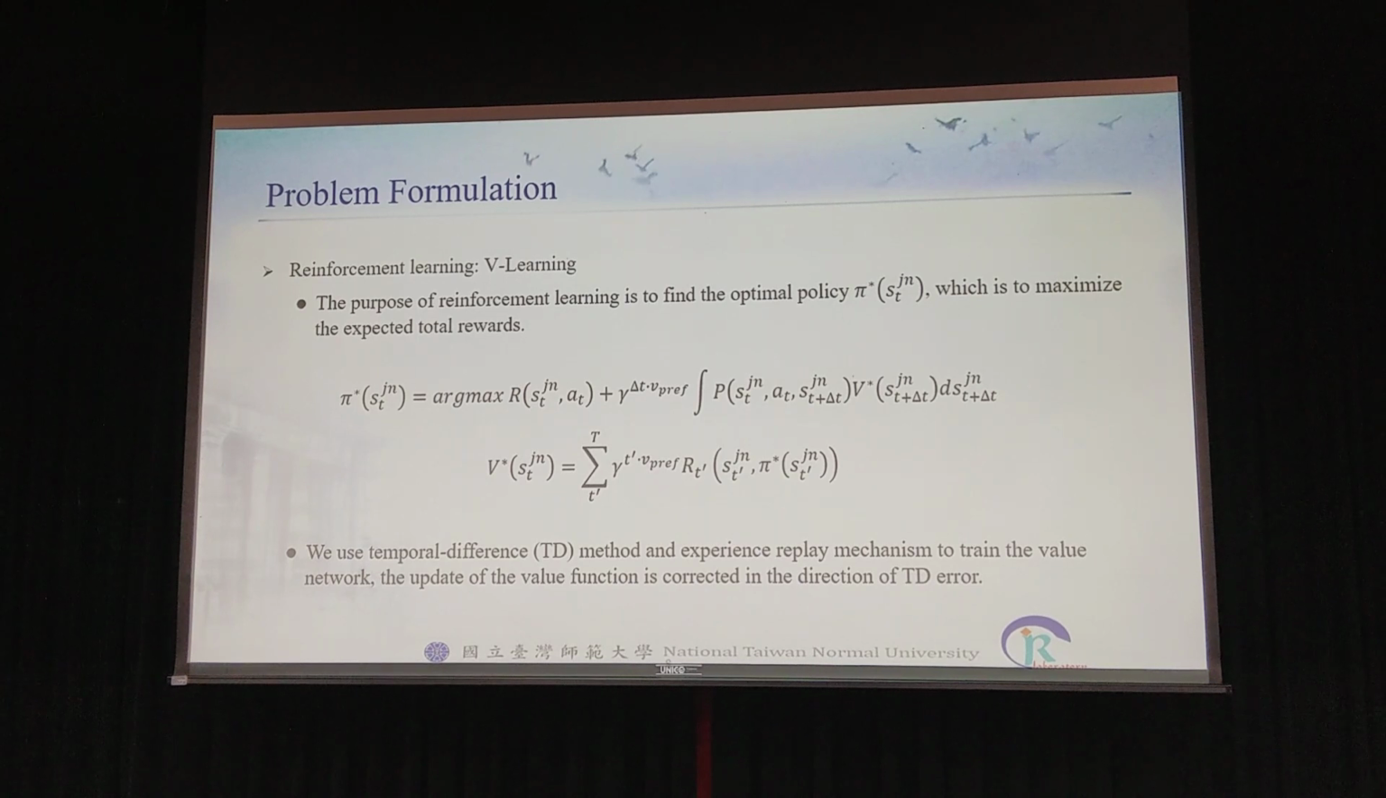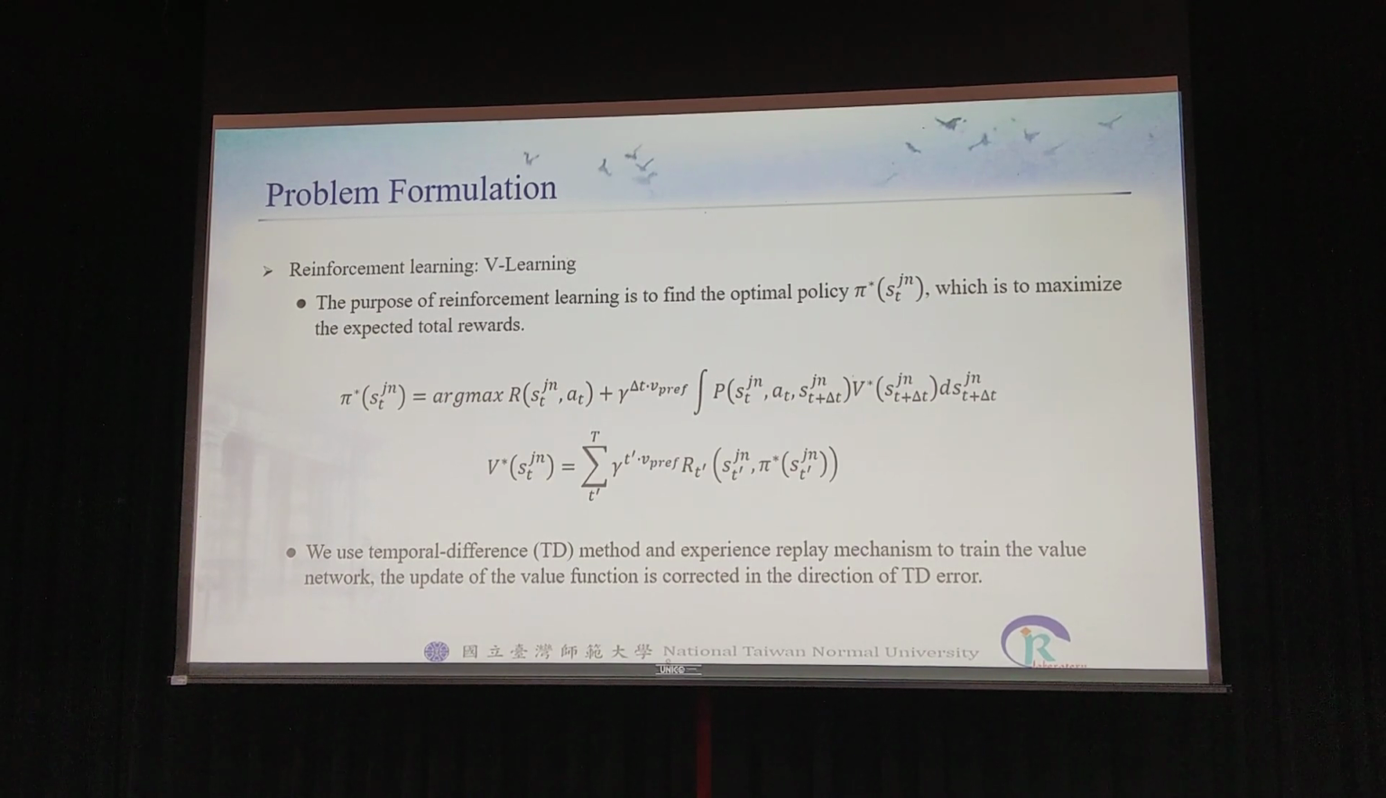In the former work on reinforcement learning, the robot navigation task is regarded as a sequential decision-making problem. We use reinforcement learning as our learning method, with the purpose of finding the optimal policy, which maximizes the expected total reward. Here, r is the reward received at each time step, and gamma is the discount factor between 0 and 1. V is the value function that estimates the expected return, and P is the state transition probability from time to time.